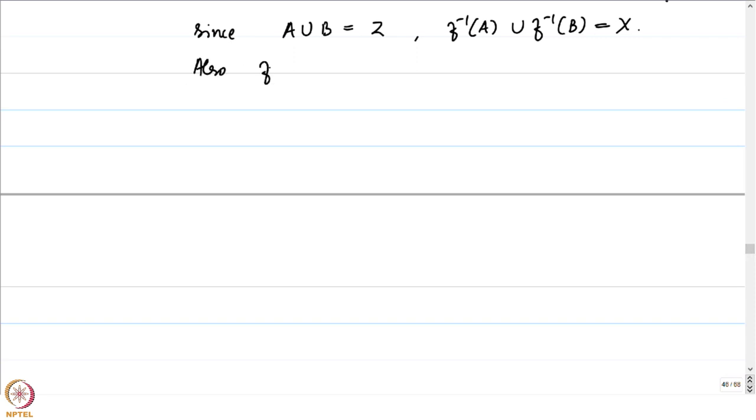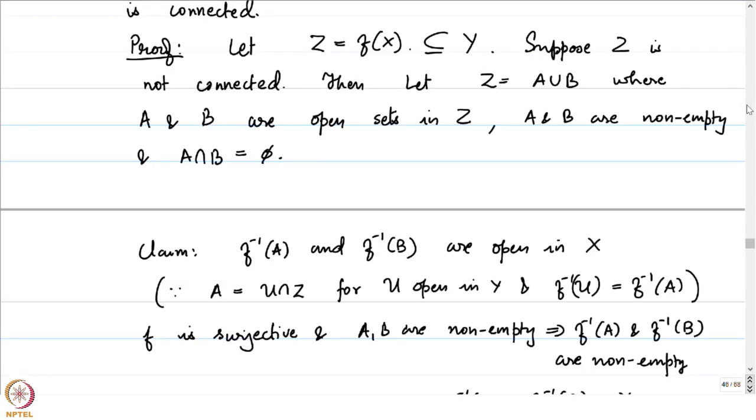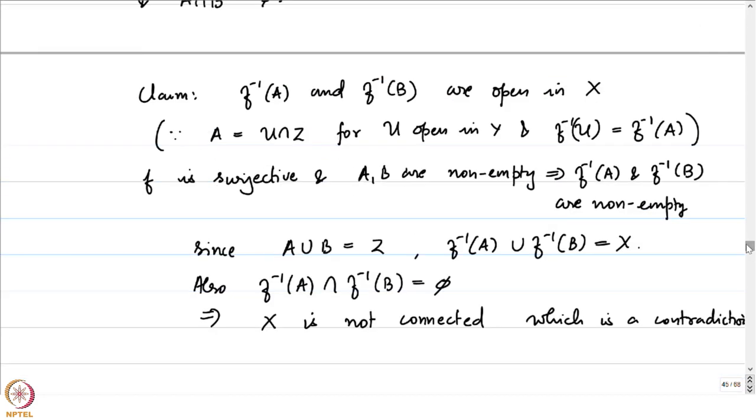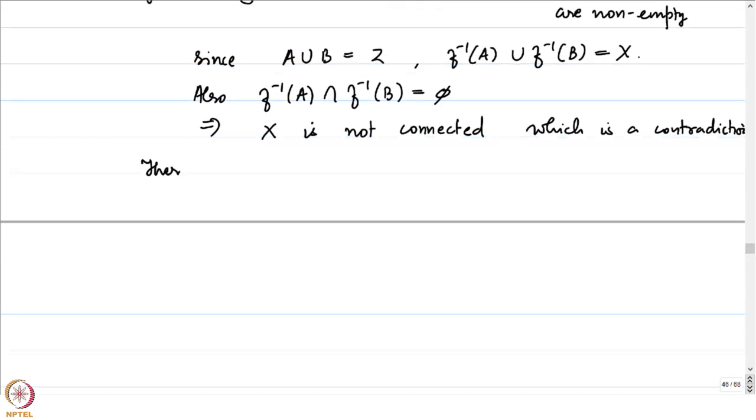Also let me just note this: hence X is not connected. There is a separation, which is a contradiction. So that means our assumption to begin with was false, the assumption that there is a separation of Z. Hence there does not exist any separation of Z, and therefore Z is connected. That's what we had set out to prove, right? Okay.